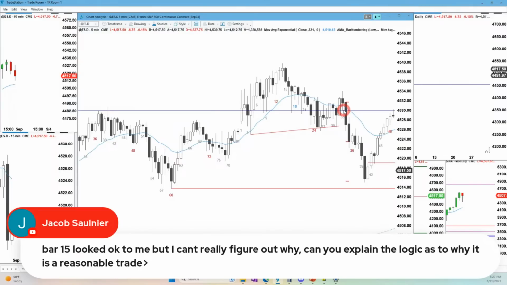Question: bar 15 looked okay to me, but I can't really figure out why. Can you explain the logic as to why it's a reasonable trade? Well, the first thing is that it's good that you look at bar 15 and you see it as a reasonable trade. That's step 1. Step 2 is to really think through the logic.